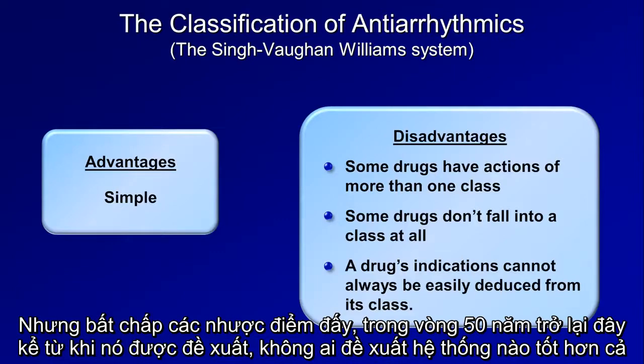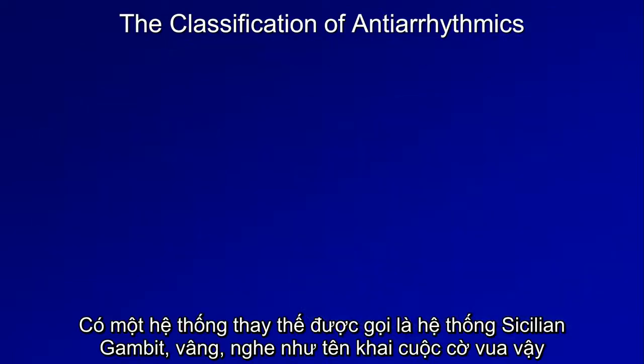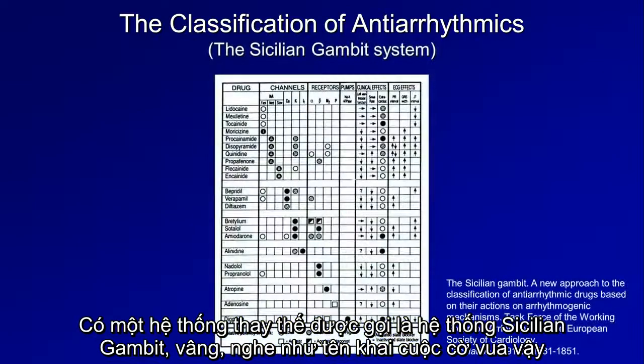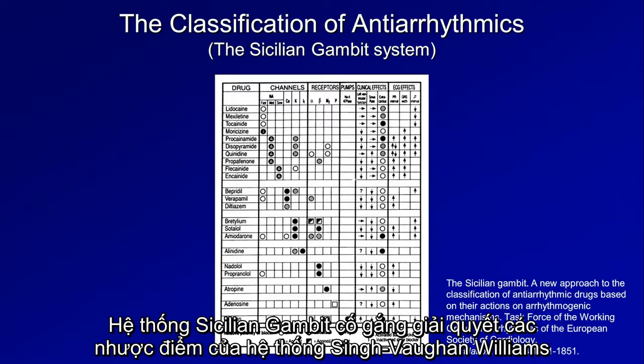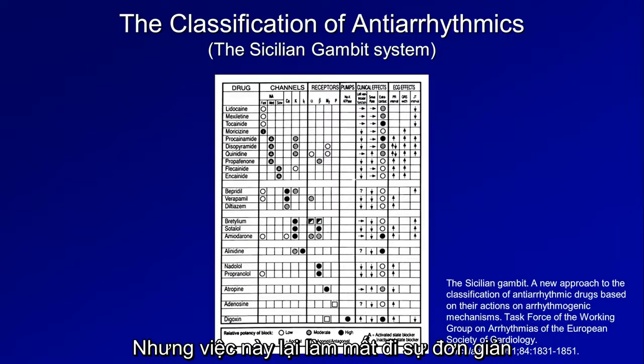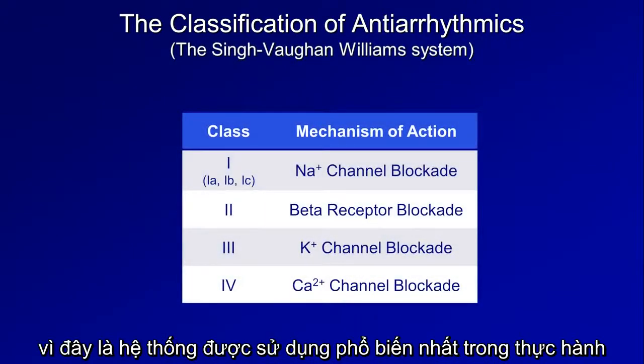But despite these disadvantages, in the 50 years since its proposal, no one has come up with a better system. Antiarrhythmics are just plain too complicated. There is one alternative out there called the Sicilian Gambit system. Yes, as in the chess opening. The Sicilian Gambit tries to address the disadvantages of Singh-Vaughan Williams, but in the process sacrifices the simplicity. So instead of 4 classes for 4 mechanisms, you have this instead. More interesting? Yes. More reflective of physiology? Yes. Easier to teach or to use in practice? A resounding no. So this series will stick with the Singh-Vaughan Williams, which is by far the most common system used out there in practice.